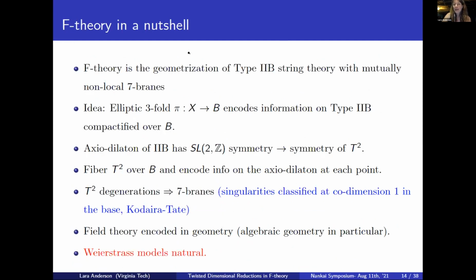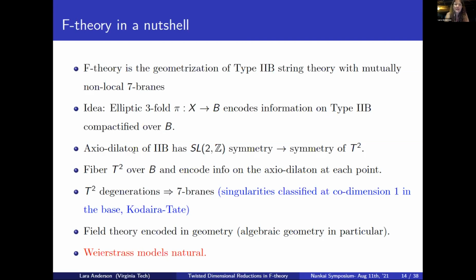Okay, in F-theory, Weierstrass models play a really particular role. So let me say very briefly, for the non-experts in the room, what is F-theory as a string compactification and why are we interested? F-theory is the geometrization of type IIB string theory with mutually non-local 7-branes. The idea is that an elliptic threefold, described as some fiber over a base B, encodes information about type IIB string theory compactified over the base B.